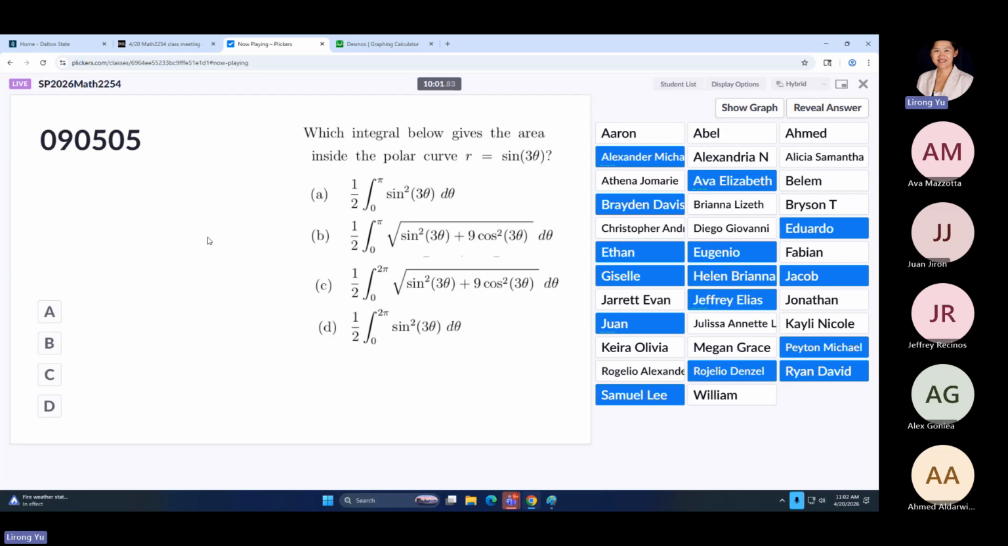So for this question, to calculate the area within the polar curve, we should be using 1/2 r squared d theta. And make sure you are using the right range. For an odd number theta, the range should be 0 to pi. For an even number theta in sine or cosine, the range should be 0 to 2 pi. It should be A.